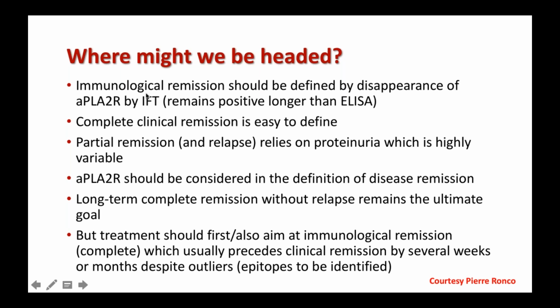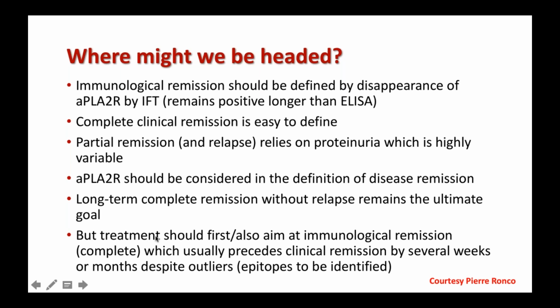But so in our circumstance, we should definitely do ELISA. Of course, complete clinical remission is easy to define because patients enter into no proteinuria and so on. Partial remission and relapse relies on proteinuria, which is highly variable, and this is where antiphospholipase A2 receptor becomes important, and it should be considered in the definition of disease remission now potentially. Long-term complete remission without relapse remains the ultimate goal of treatment in patients with membranous nephropathy.